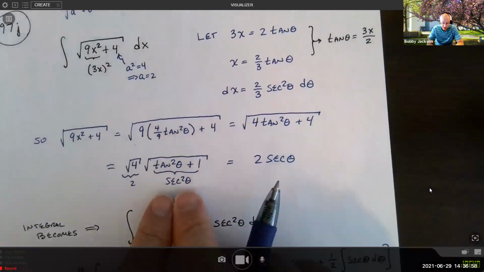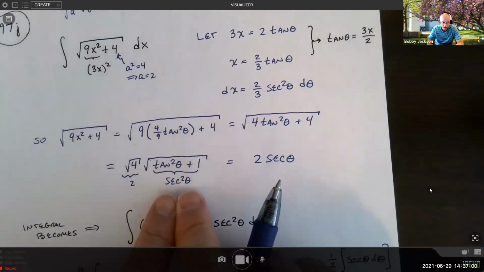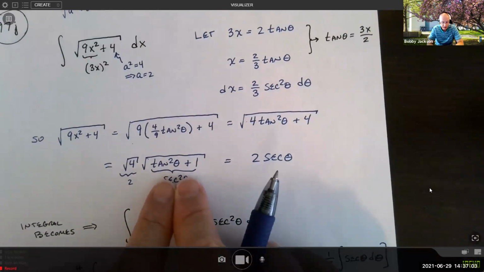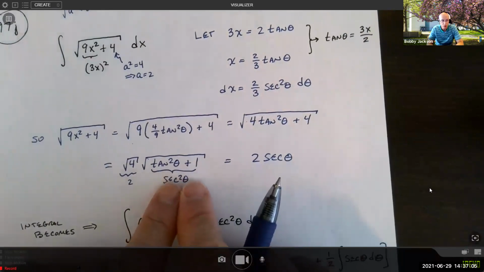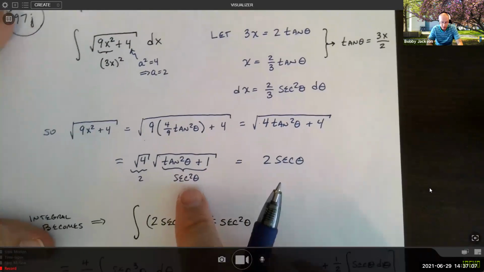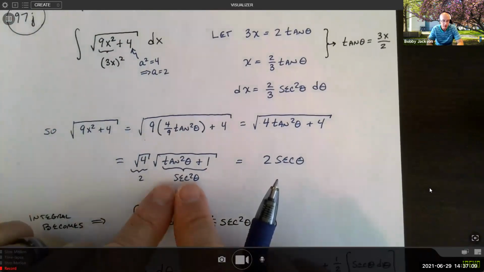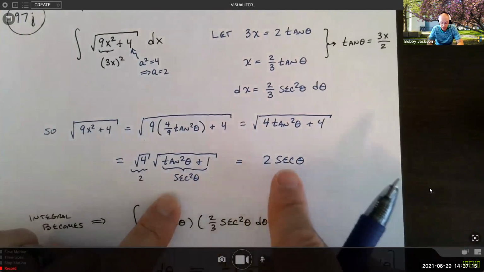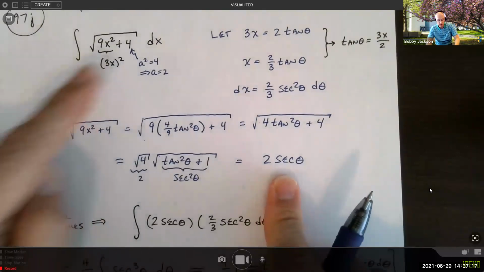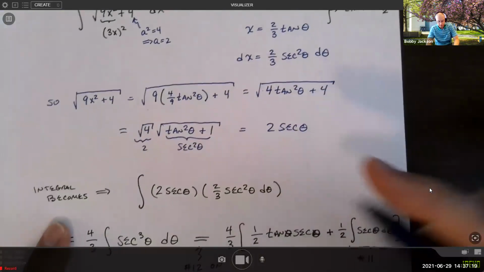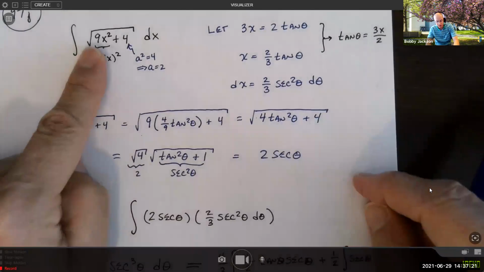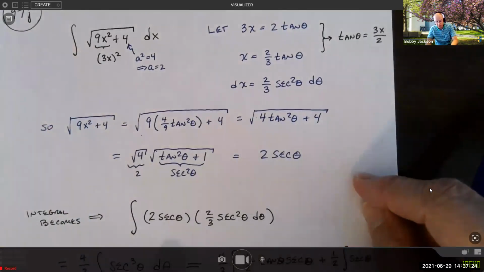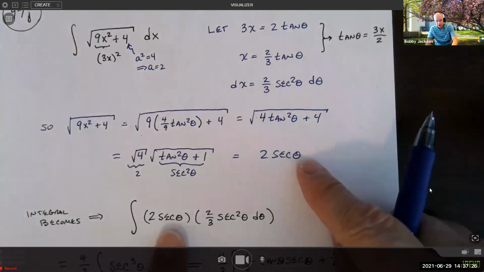If I couldn't get this as a perfect square under the radical, it gets me nowhere. That's the whole point of doing the trig substitution, to get rid of this radical, this square root. And it's gone. It's just 2 secant theta. So now I can rewrite our integral: the square root of 9x squared plus 4 becomes just 2 secant theta. And don't forget the dx.